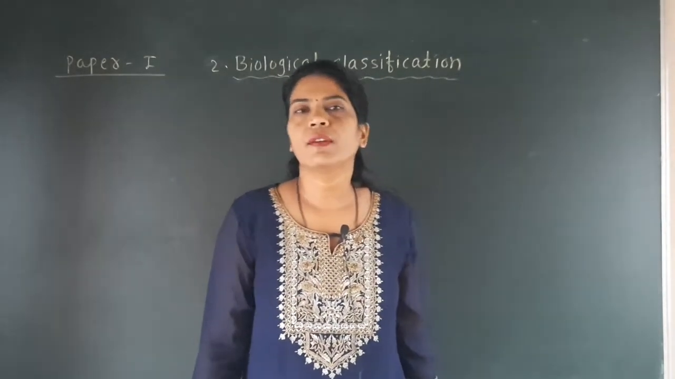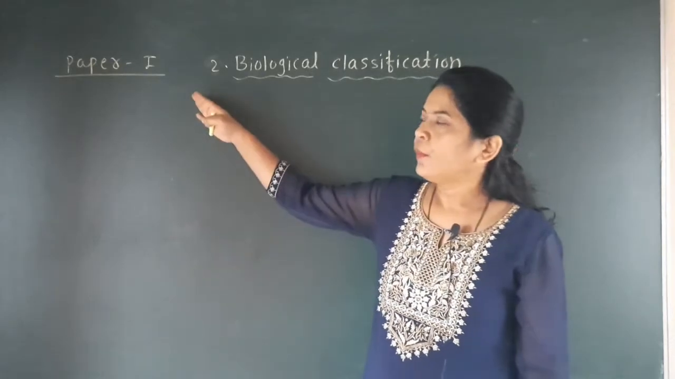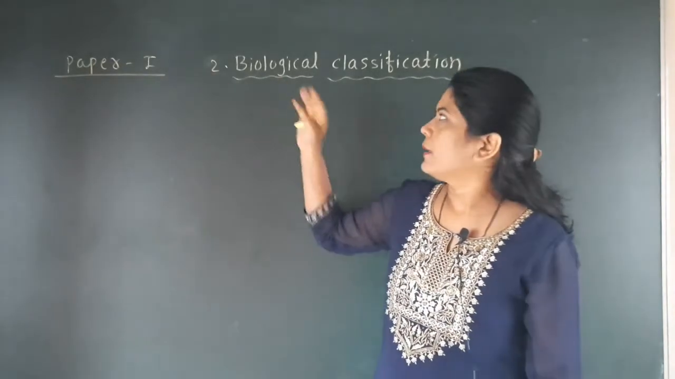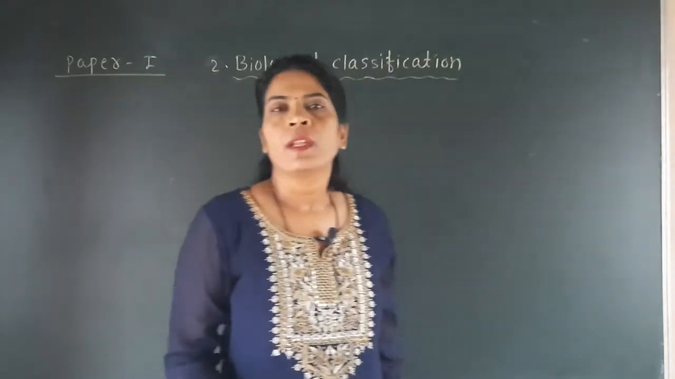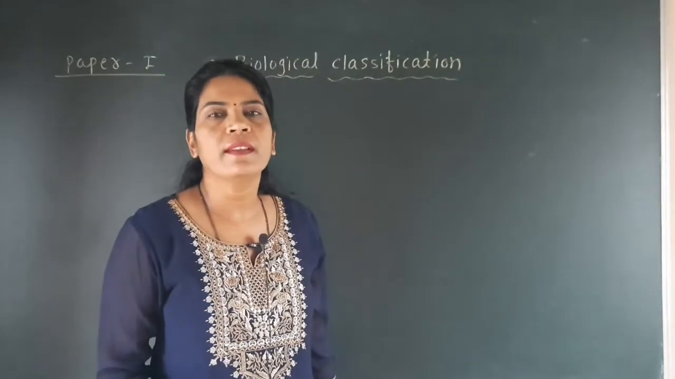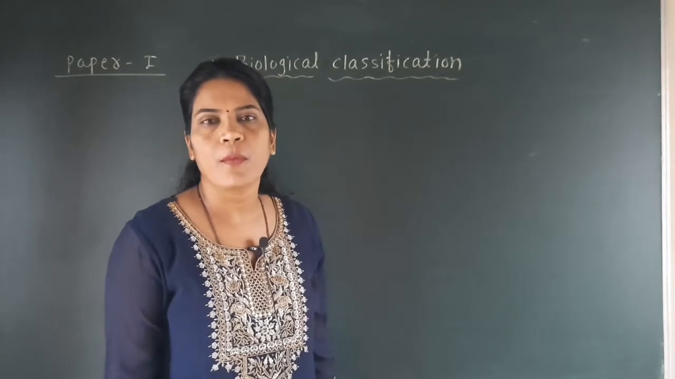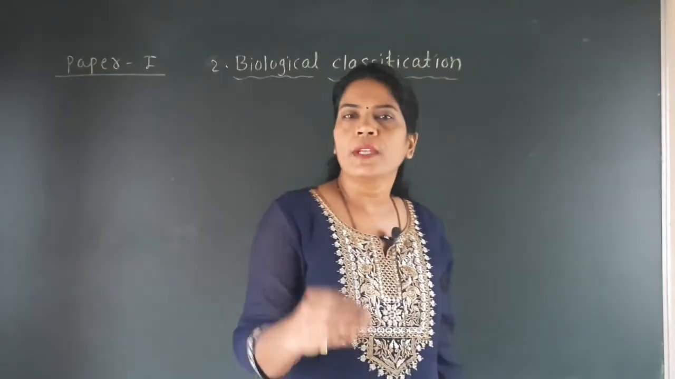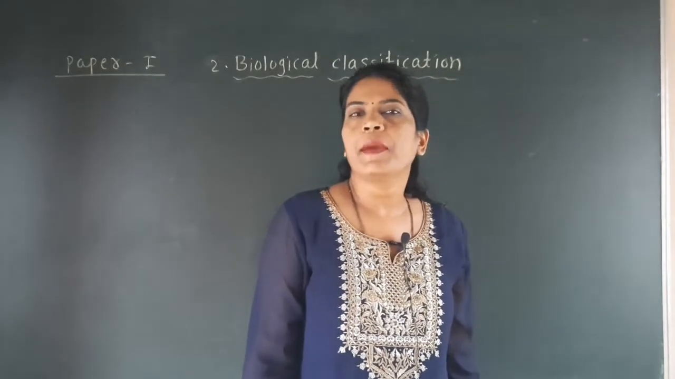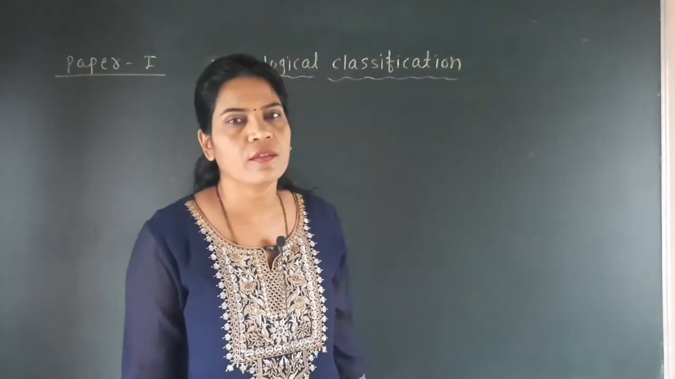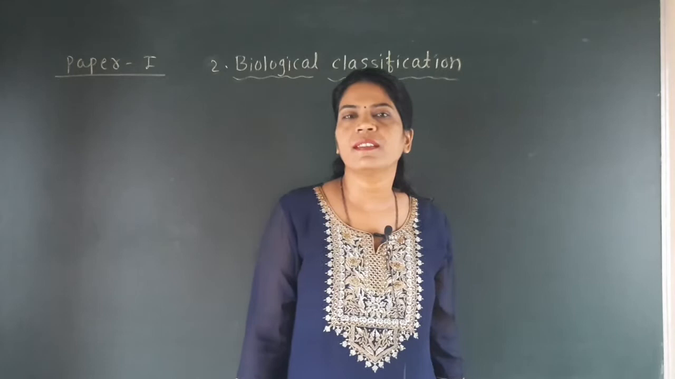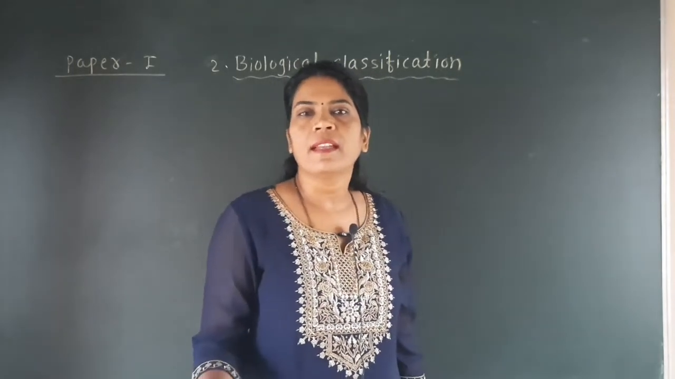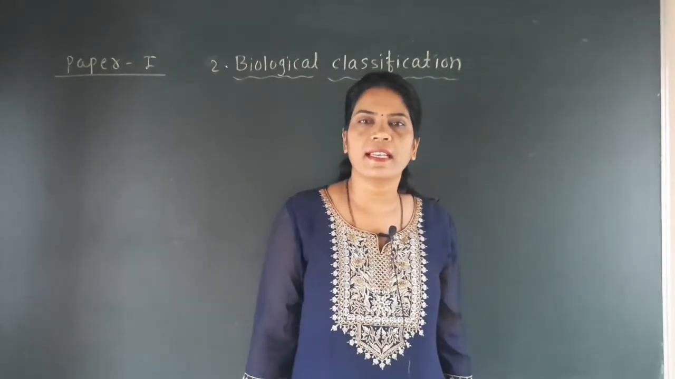We are discussing our topic from Bio 1, that is paper 1, and the biological classification is the name of our topic. Up to this we have discussed the various kingdoms from this topic, from kingdom Monera up to the kingdom Animalia. We have seen the characteristics of this kingdom, and in today's lecture we are going to discuss 3 points, that is virus, virions and lichen.